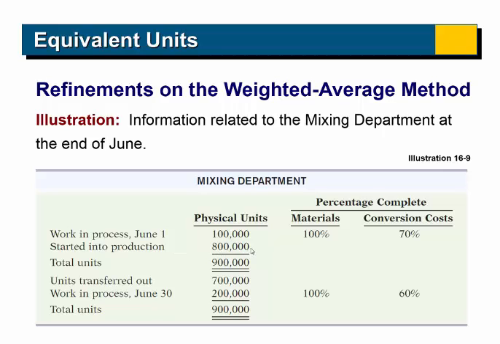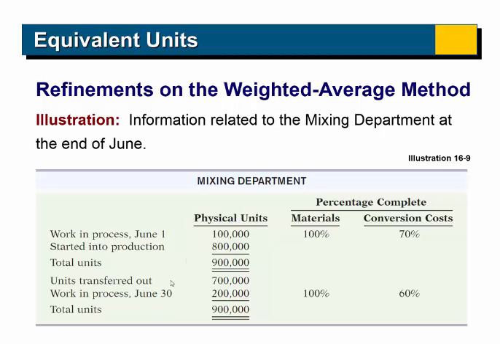We started into production another 800,000 waffles in the month of June. Okay, so we added in direct materials for 800,000 more waffles into production process in the mixing department in the month of June. Therefore, if we add these two quantities together, 100,000 plus 800,000, then we have 900,000 total physical units.